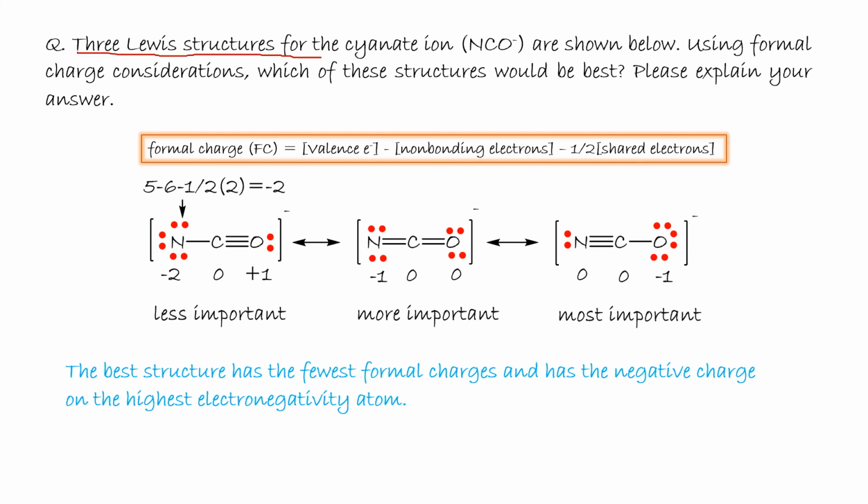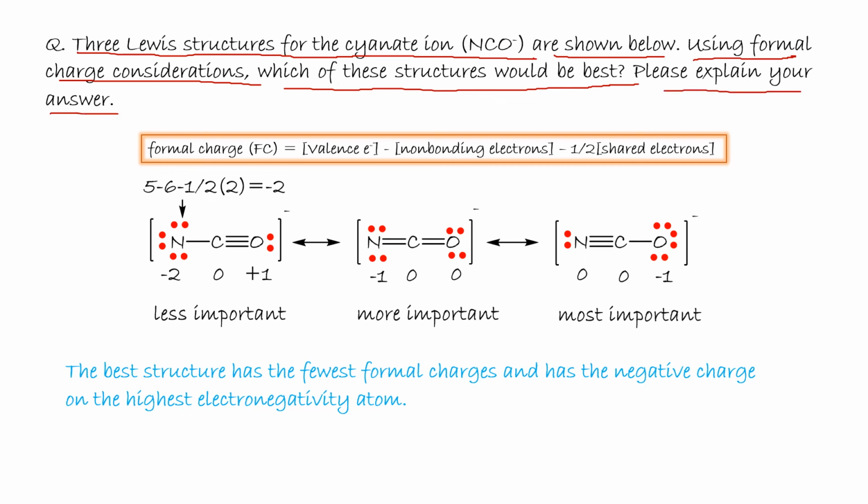3 Lewis structures for the cyanate ion NCO- are shown below using formal charge considerations. Which of these structures would be best? Please explain your answer. Again, recall formal charge: valence electrons minus non-bonding electrons minus half shared electrons. N, C, O: nitrogen, carbon, oxygen.